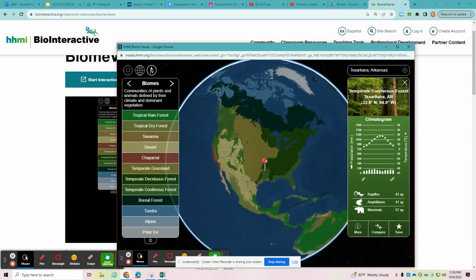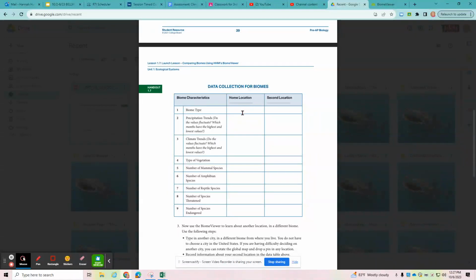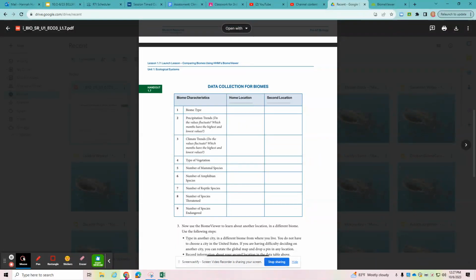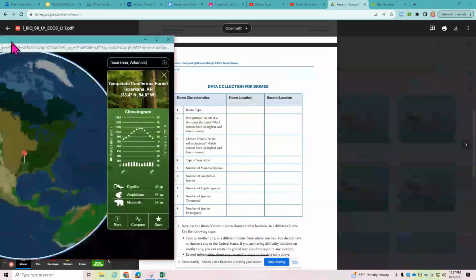So we live in a temperate coniferous forest at this latitude and longitude. And then here we have our climatogram or climatograph. The bars at the bottom are our levels of precipitation, and our temperature in Celsius is going to be the dots right here. So we're going to look back at what it's asking us to look at. Home location is going to be Texarkana, Arkansas. Biome type is that temperate coniferous forest. Let's see if I can get both of these up here at the same time. That would be helpful, wouldn't it?